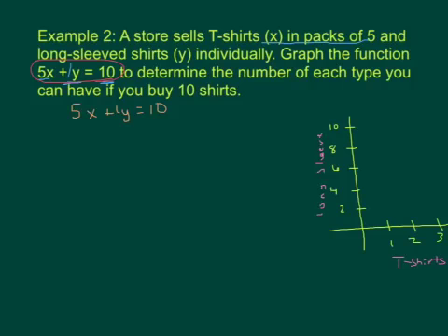Okay, so first we need to take this equation and isolate the y value. That way we've got our function that we can put into our function table. So I just wrote the 5x plus y equals 10. We need to subtract a 5x from both sides. The reason we do this is now we have y equals negative 5x plus 10. So here's our function, negative 5x plus 10.